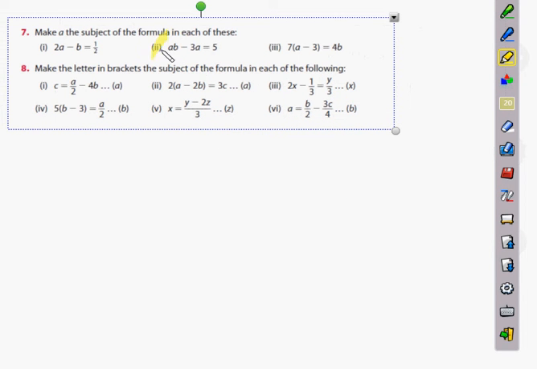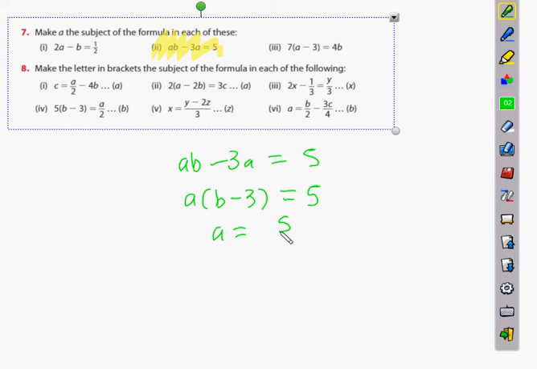Part 2. Okay, AB minus 3A equals 5. What do we do now? Bracket. A bracket B minus 3 equals 5. After that? A equals 5 over B minus 3, because A is being multiplied by the B minus 3. When the B minus 3 changes side, it enters division mode, which is 5 over B minus 3.